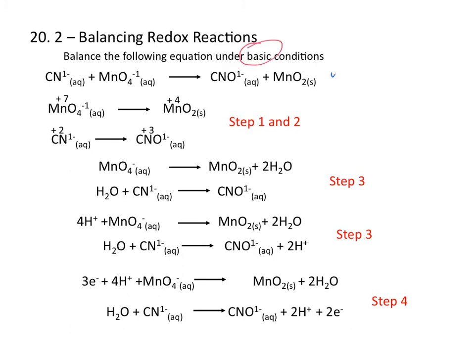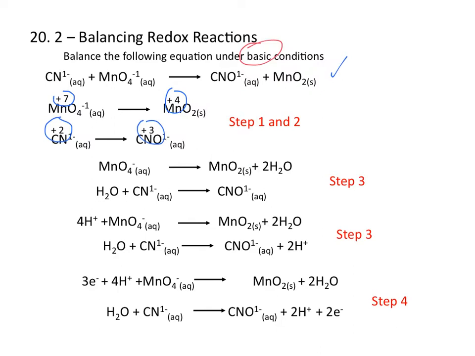Okay, so we have this following equation here, and we're going to still follow the same steps that we've done before. The first thing we're going to do is write our half reactions. Notice that we have a manganese ion that went from +7 to +4. So that's a reduction. And our carbon atom went from +2 to +3 here. So we have our oxidation step. So we've written our 2 half reactions.